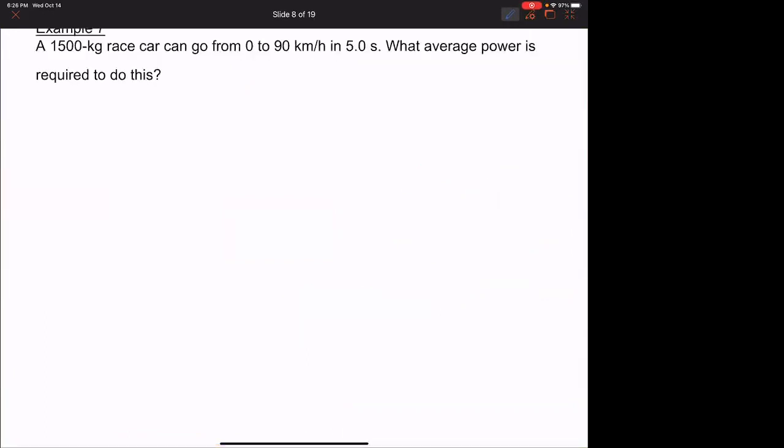This is a 1,500 kilogram race car that can go from 0 to 90 kilometers per hour in 5 seconds. What's the average power required to do this? So we have the mass of the car is 1,500 kilograms. The initial velocity is 0. The final velocity is 90 kilometers per hour, and that's 25 meters per second. We just did that a few problems ago.